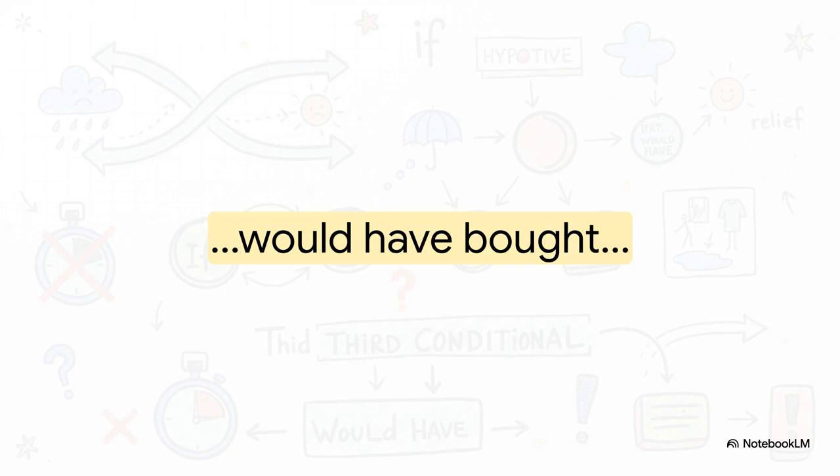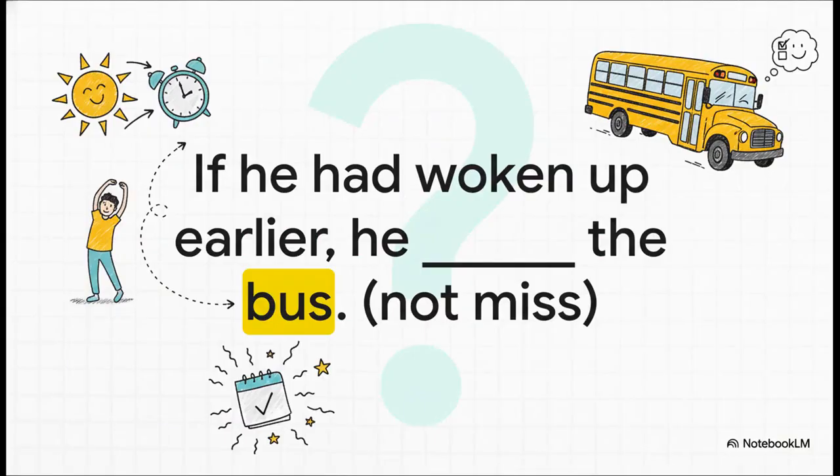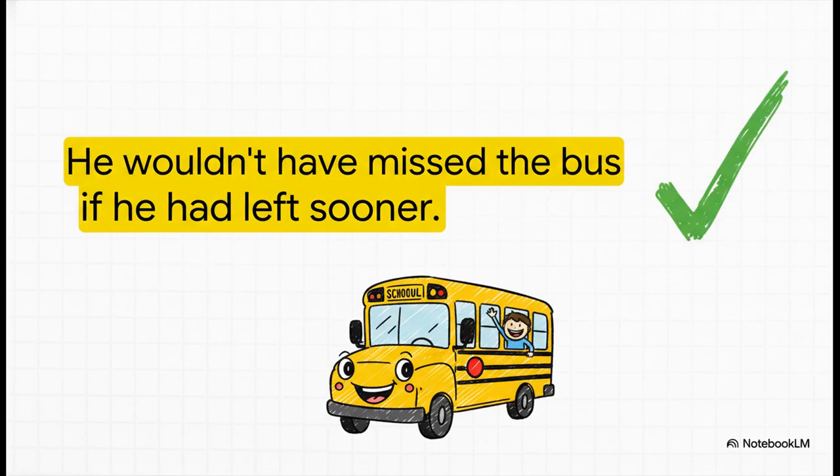Let's try another one. Okay, so here, the imaginary condition is waking up earlier. So, what's the logical result of that? How would we use not miss to complete that thought? Exactly. He wouldn't have missed the bus. See? The negative form works exactly the same way. You are absolutely getting the hang of this.